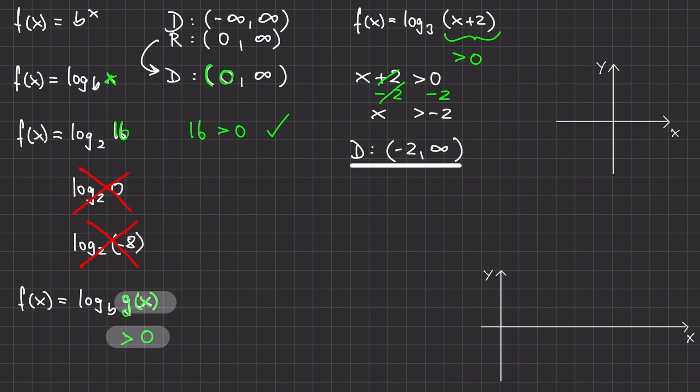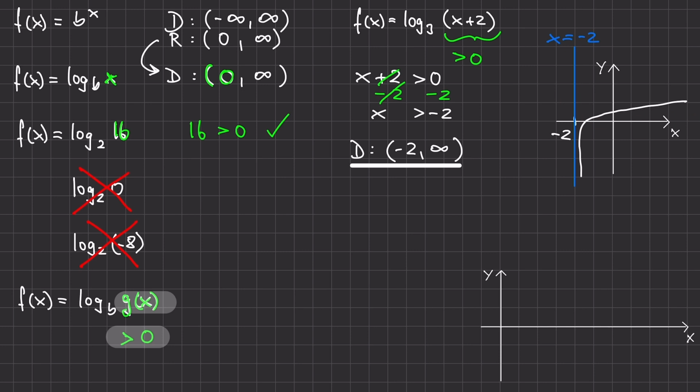We can visualize that with the graph of this function. The vertical asymptote is x equals negative 2, and all points on the graph of f have x coordinates that are greater than negative 2.